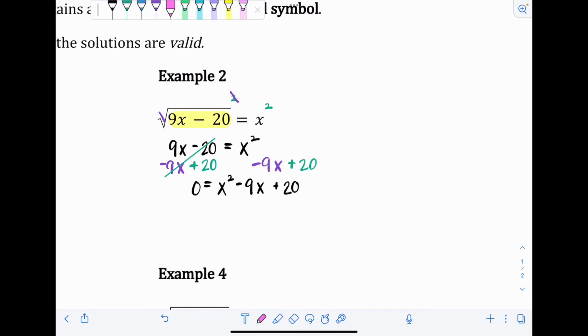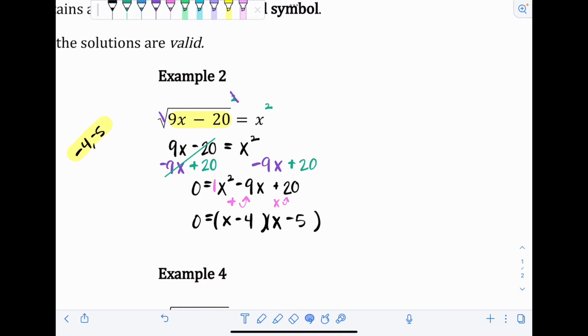A is 1, so I just need numbers that multiply to C, which is 20, and add up to B, which is negative 9. Those two numbers are negative 4 and negative 5, so that's how I'm going to factor it. So it'll be 0 is equal to, that x squared term breaks down into x, and then the numbers we found that multiplied to 20 and added up to negative 9 fill in the rest. So negative 4, negative 5, and the order here does not matter. You can put the negative 5 first if you want.